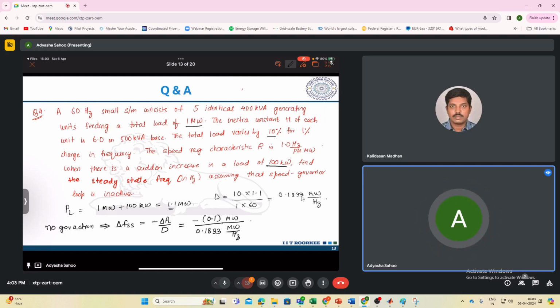So finally we will get this as minus 0.54546. Megawatt will cancel out, so this will be in hertz. So finally your F steady state will be F naught plus delta F steady state. So F naught was 60 minus 0.54546, that is giving us 59.4545 hertz. So this is when you don't have the governor action. Okay, I hope this was clear.